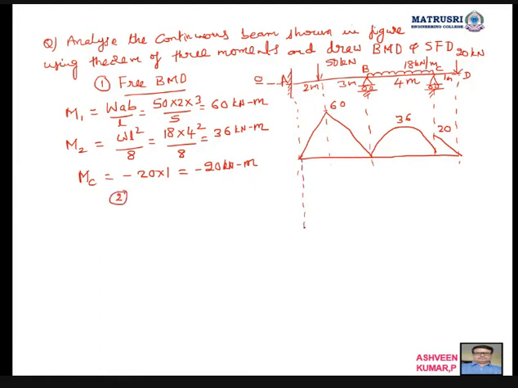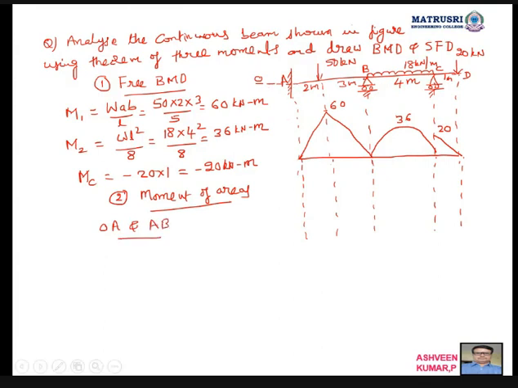To find out the moment of areas. Second step. So second step I will write moment of areas. Moment of areas I am writing. So span wise I should take it here. OA and AB. This is OA and AB I am taking. OA and AB. So OA dummy span.